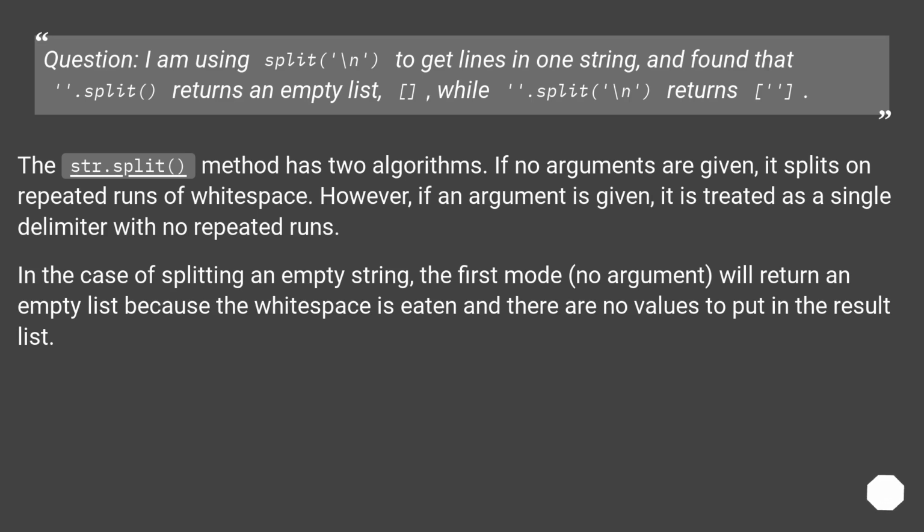Question: I am using split with a newline to get lines in one string, and found that split with no arguments returns an empty list, while split with a newline returns a list with an empty string. The str.split method has two algorithms. If no arguments are given, it splits on repeated runs of whitespace. However, if an argument is given, it is treated as a single delimiter with no repeated runs. In the case of splitting an empty string, the first mode, no argument, will return an empty list because the whitespace is eaten and there are no values to put in the result list.